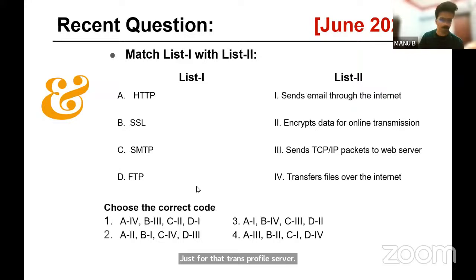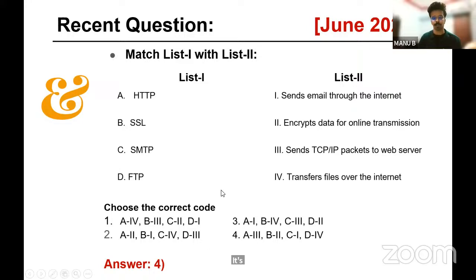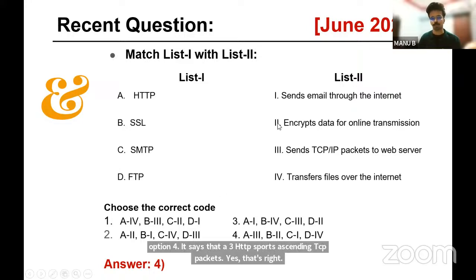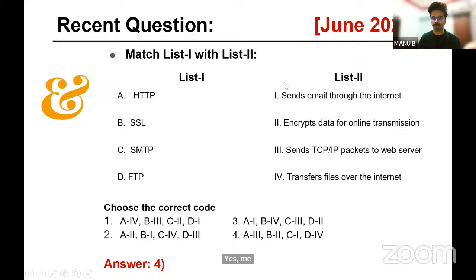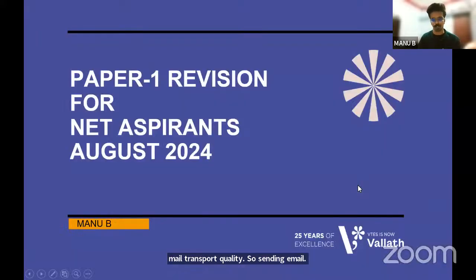Some say option one, some say option four, some say option three as well. Anyway, we are going to check the answer. It's option 4, which says that A3 HTTP is for sending TCP/IP packets. Yes, that's right. Yes, V2, that is secure socket layers for encryption. SMTP, simple mail transfer protocol, is for sending email. FTP or file transfer protocol is for transferring files over internet.